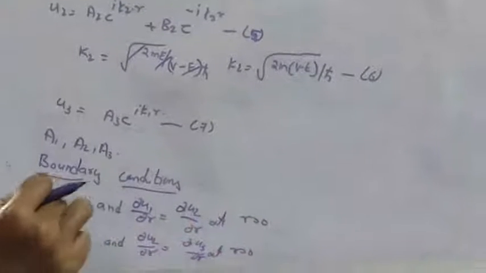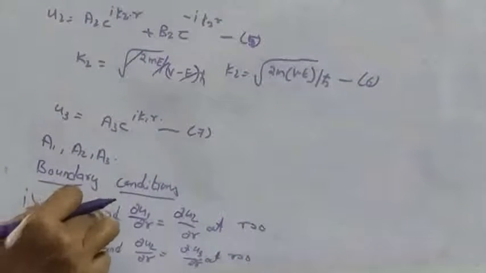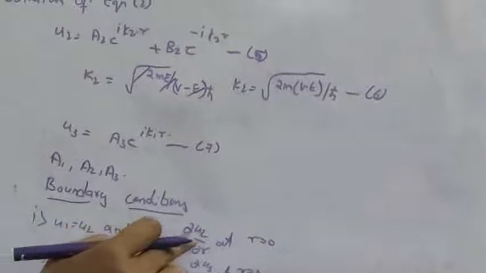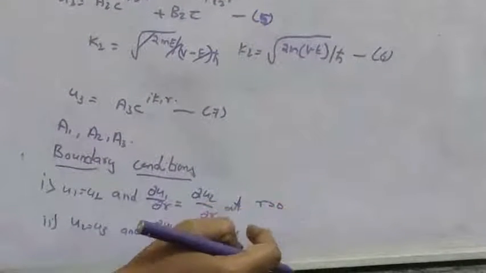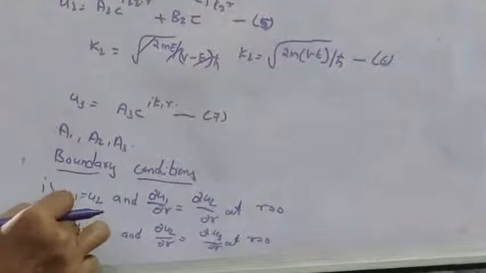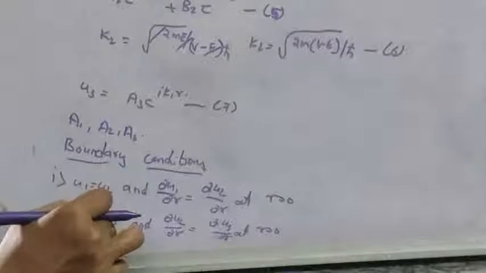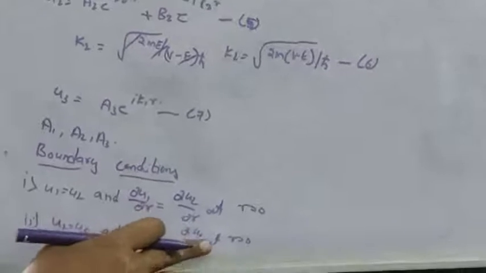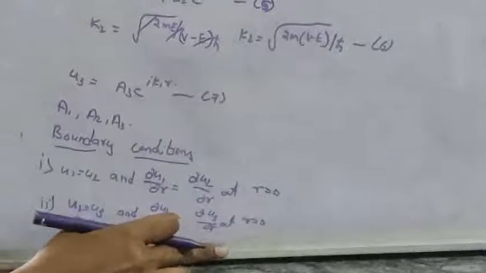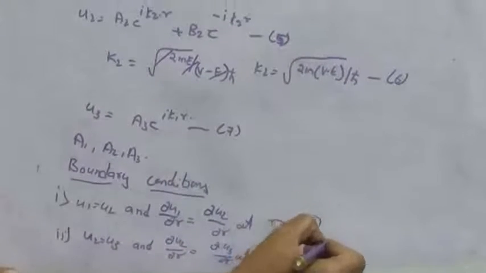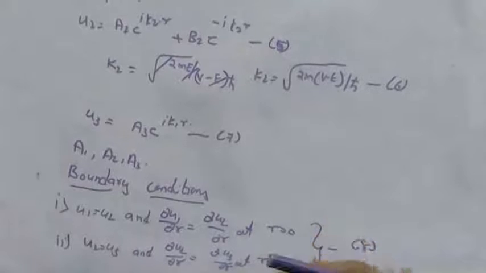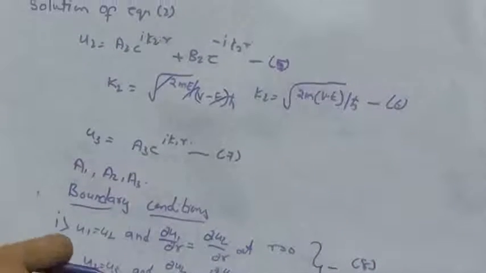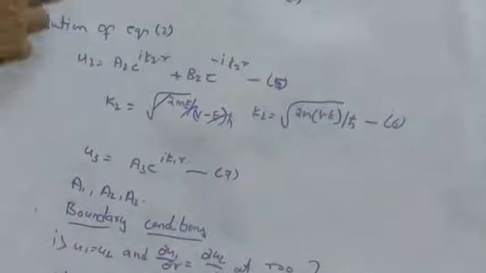So what is the first boundary condition? u1 = u2 and ∂u1/∂r = ∂u2/∂r at r = 0. What is the second boundary condition? u2 = u3 and ∂u2/∂r = ∂u3/∂r at r = a. Consider these boundary conditions as equation 8. Now we are going to apply these boundary conditions to the solutions in order to determine the required equation.